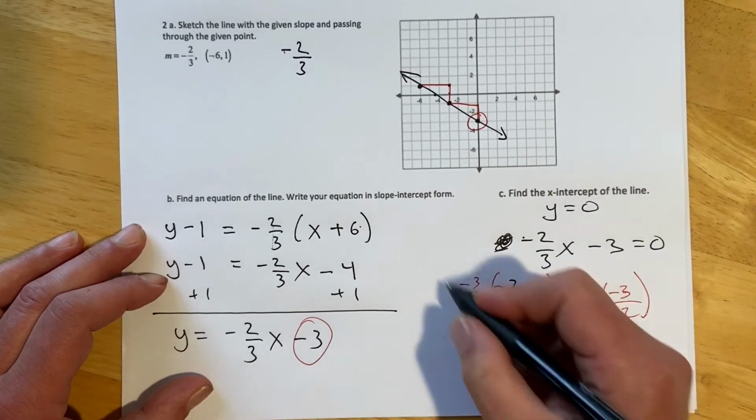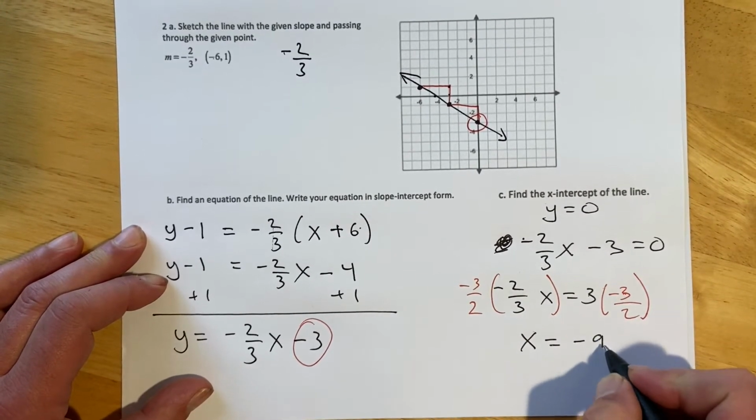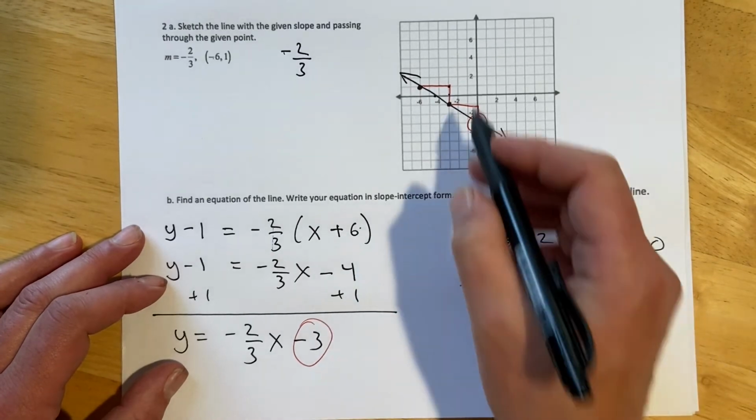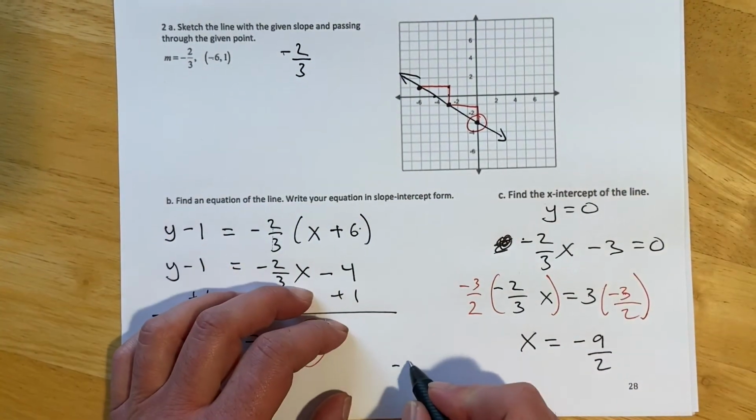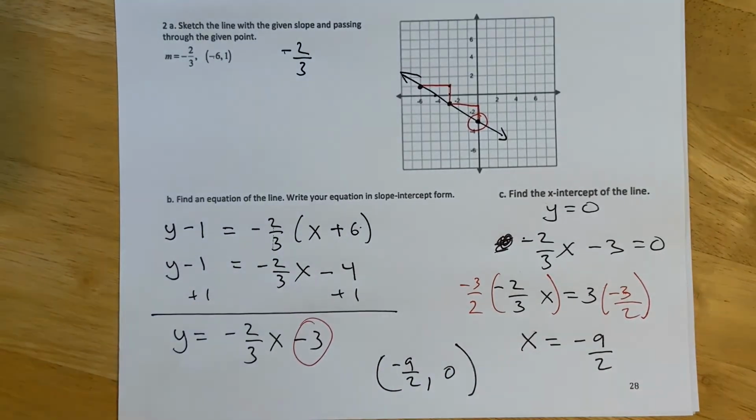And that gets me 6/6, so that's a plain x. 3 times -3 would be -9/2. So my x-intercept is at (-9/2, 0).